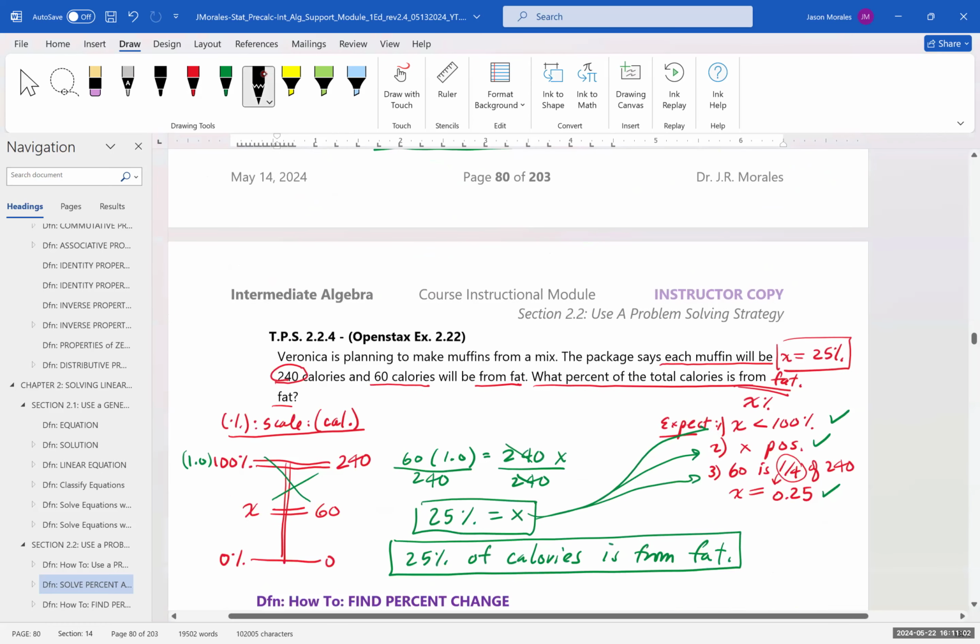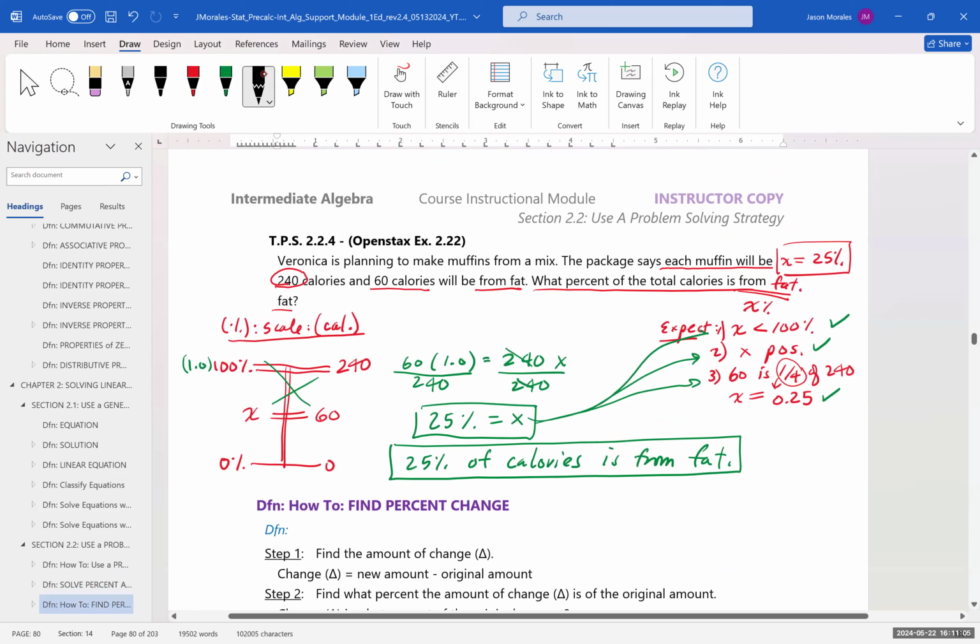Okay, let's look at the next think, pair, share. Veronica is planning to make muffins from a mix. The package says that each muffin will be 240 calories and 60 calories will come from fat. What percent of the total calories is from fat? What makes these word problems more difficult is we're not using the perfectly selected words like of in the previous examples. So we have to dissect this and pay a little more attention to what's going on.